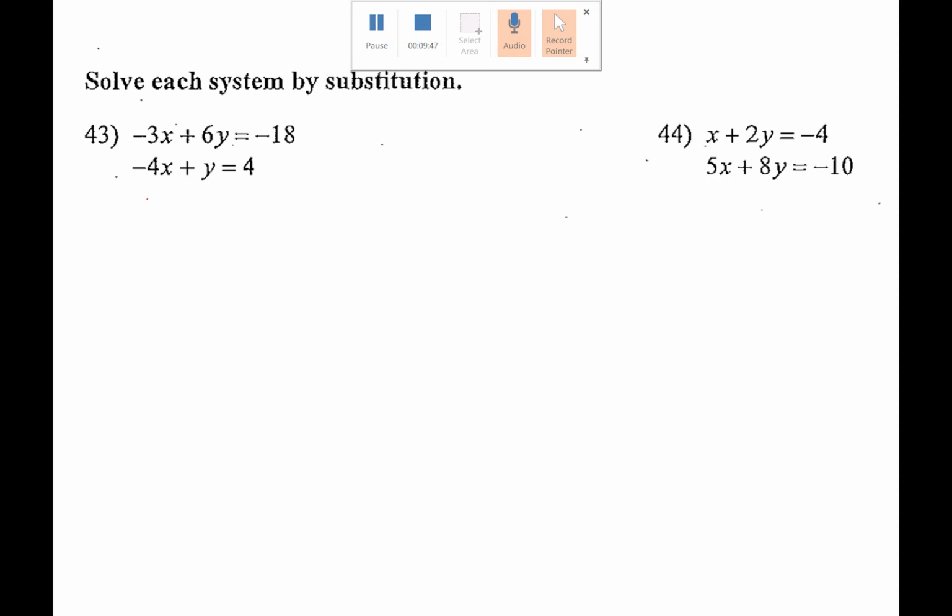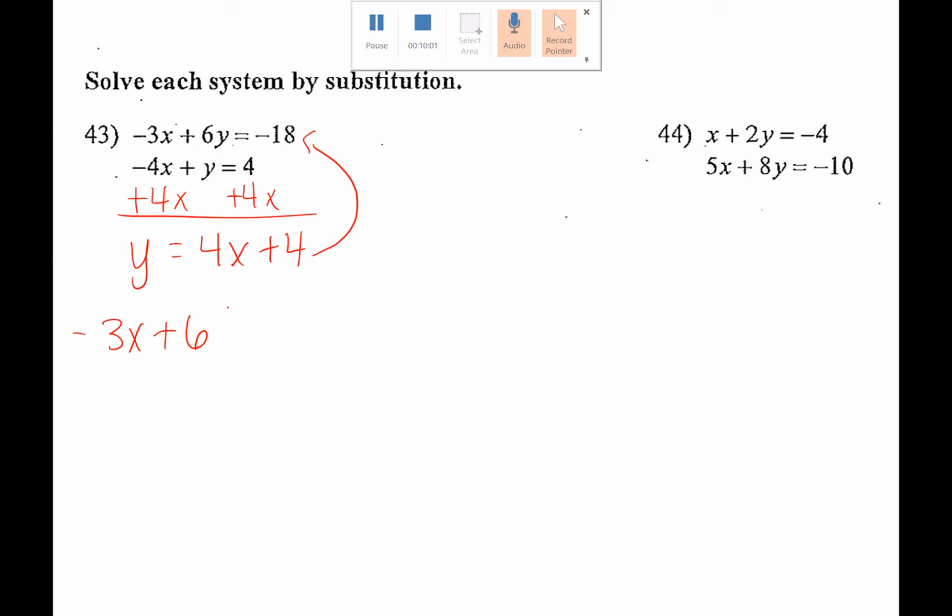43, we're going to solve each system by substitution. So what I would do first is probably solve for x on this second one, or solve for y. So I get y is equal to 4x plus 4, which means I'm going to plug it in up here. So -3x plus 6, parentheses, 4x plus 4 equals negative 18.